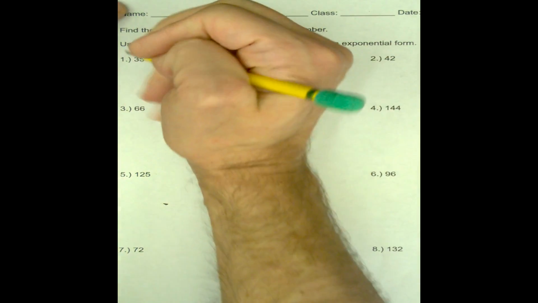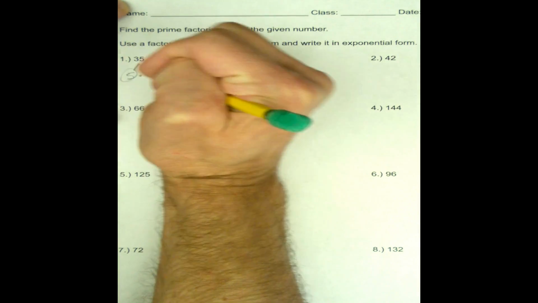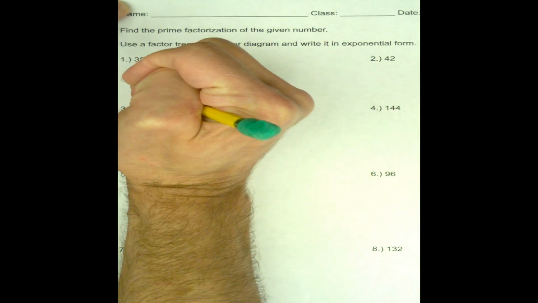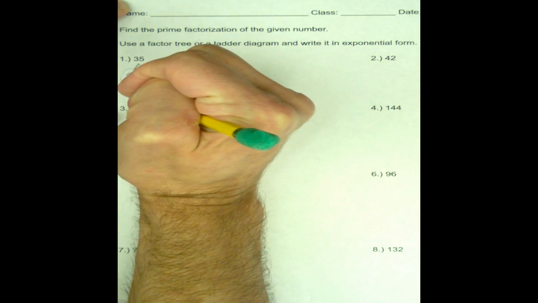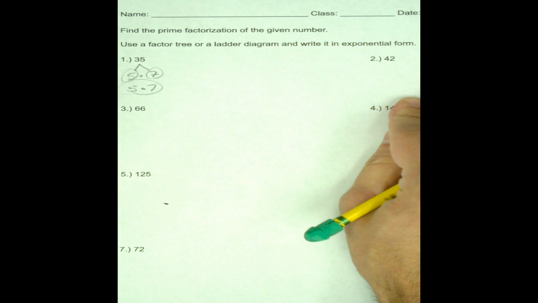So they can be very simple, like 35. We all know that 5 times 7 equals 35. Both 5 and 7 are prime. The prime factorization of 35 is 5 times 7. But they may not always be that easy.